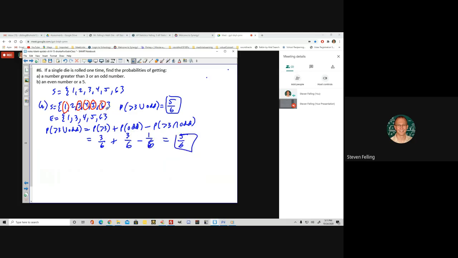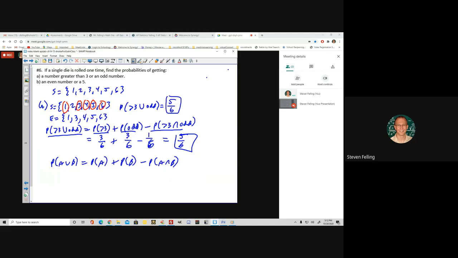So you can either use a pictorial approach to find this, or you can use a formula approach using the OR formula. What I'm using here is the probability of A or B is the probability of A plus the probability of B minus the probability of A and B occurring at the same time. All right. So then let's do the same thing for the second part here, an even number or a 5.